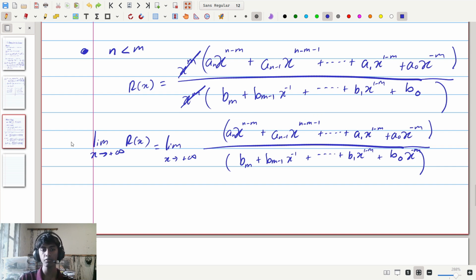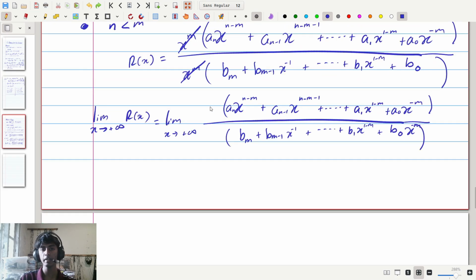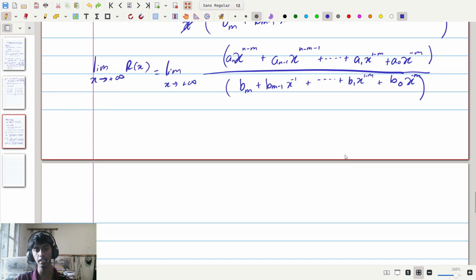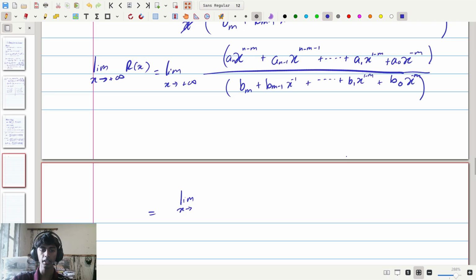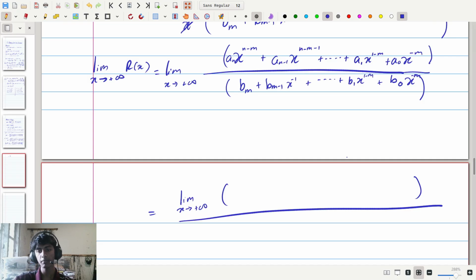So then, if we spread this limit, remember the limit of one function divided by another function is the limit of the first function divided by the limit of the second function, provided that the limit of the second function is not equal to 0. So then taking the limit here, this is equal to the limit as x approaches positive infinity of the first function divided by the limit as x approaches positive infinity of the second function.